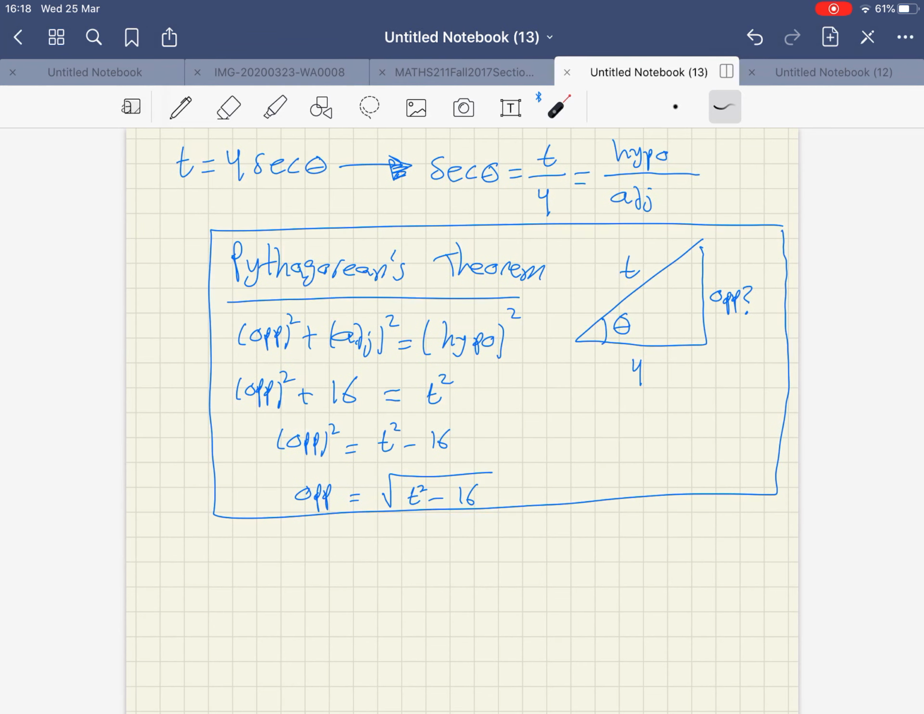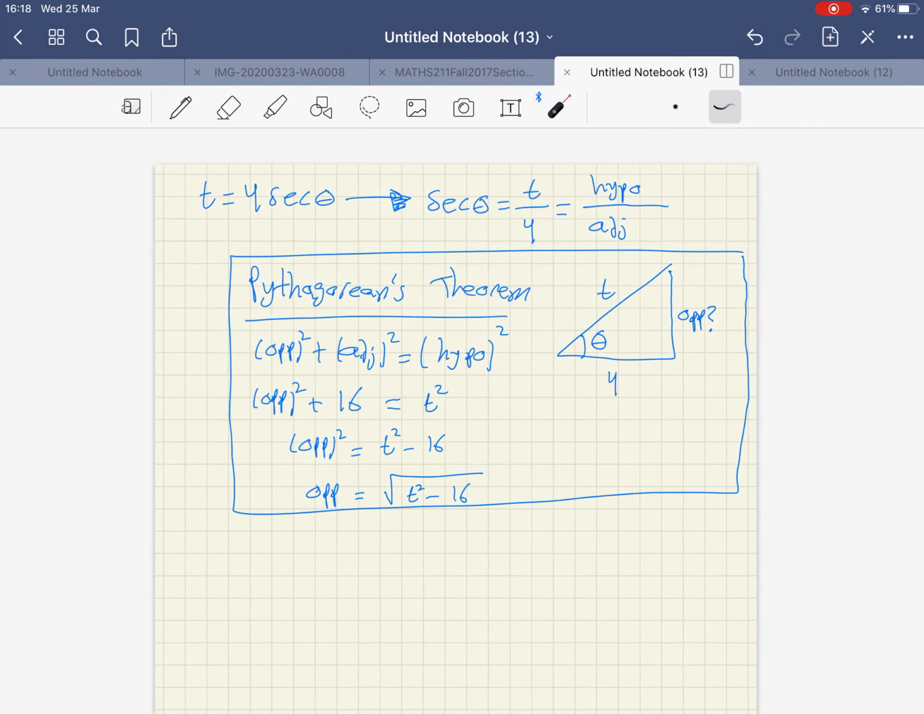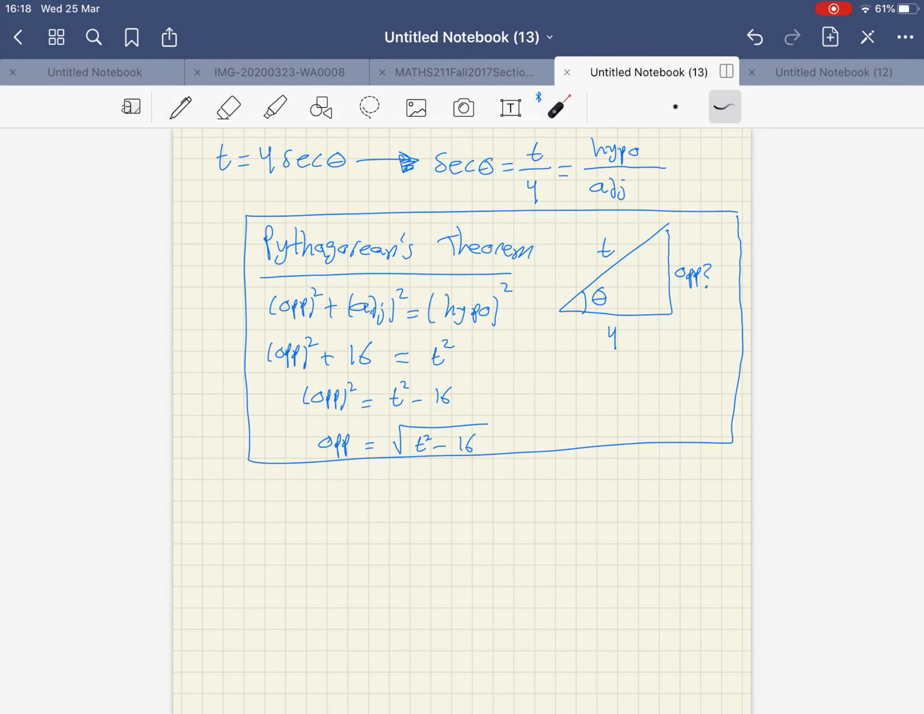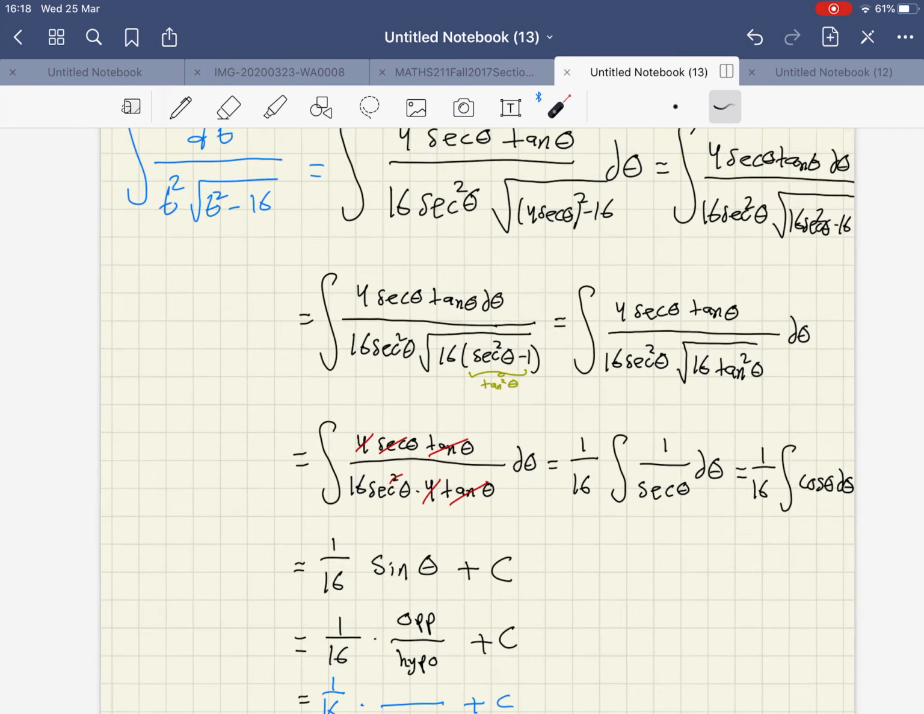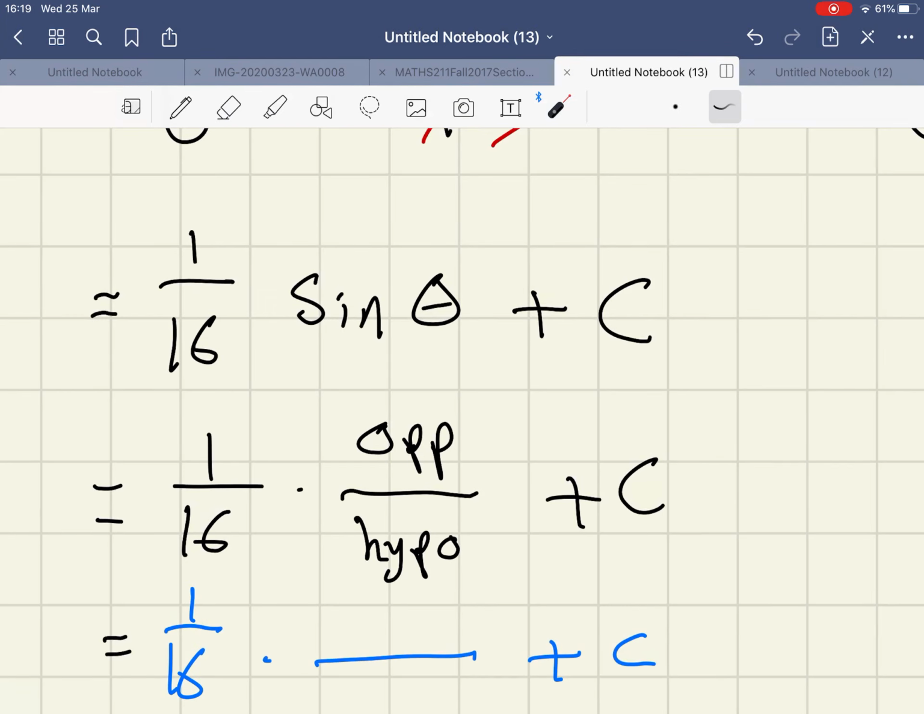If you watch question number 1 and 2, this was the idea. In a trigonometric substitution, there is always a mechanical way to solve those questions. It will all go the same way. Nothing will go wrong if you follow the steps. So, going back here, writing the final answer, it will look like this. The opposite, which we just found, was the square root of t squared minus 16, and the hypotenuse was just t. And that is the final answer for this question.